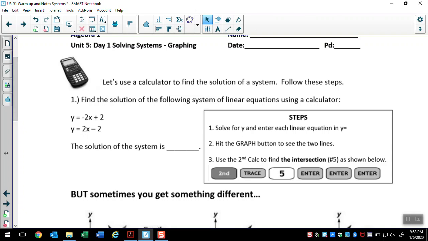For any unit tests or quizzes that we do in class, you're only going to have access to the graphing calculator. For the SOL test, you will have access to both Desmos and the graphing calculator. All right, so I'm going to go ahead and open up my browser.